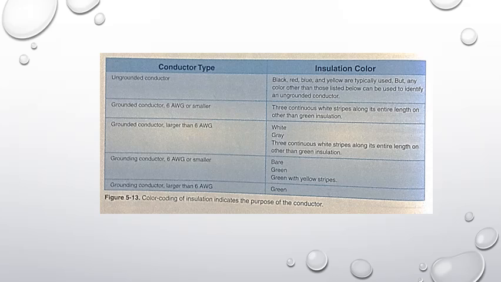Code alert, Article 100. Grounded: connected to earth or some conducting body that serves in place of the earth. Grounded conductor: a system or circuit conductor that is intentionally grounded. Grounding electrode conductor: a conductor used to connect equipment or a grounded circuit of a wiring system to a grounding electrode or electrodes.